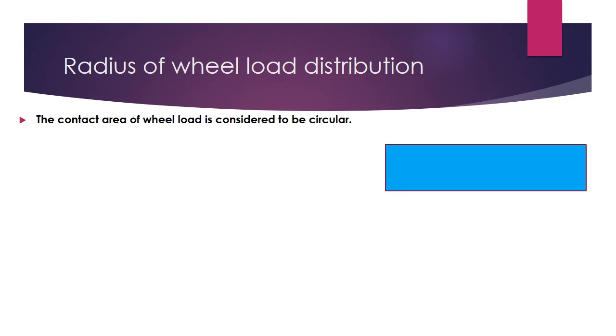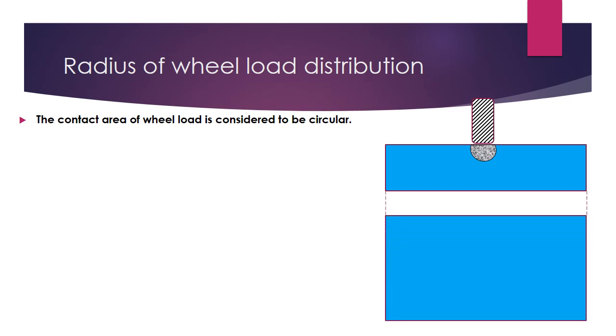Let us say this is a cross section of rigid pavement. This is our wheel. Due to this wheel loading, the contact area will come up in a circular manner. Now let's see that in a plan. Let us say this is the plan of a particular portion of rigid pavement. Now the contact area will be somewhat like this, in circular format.